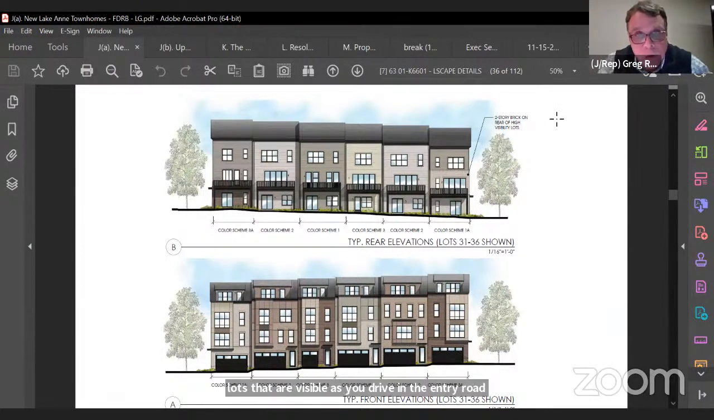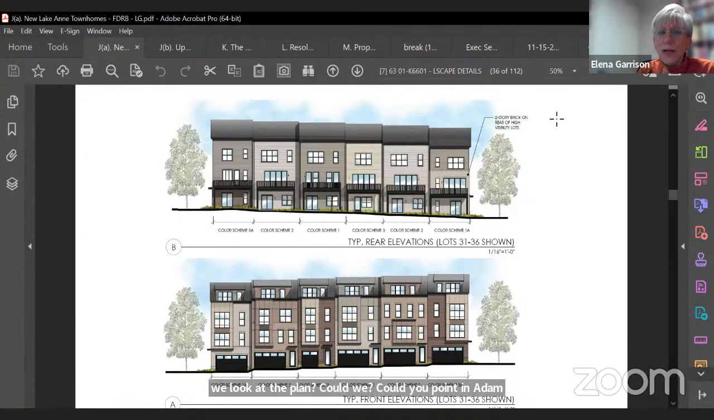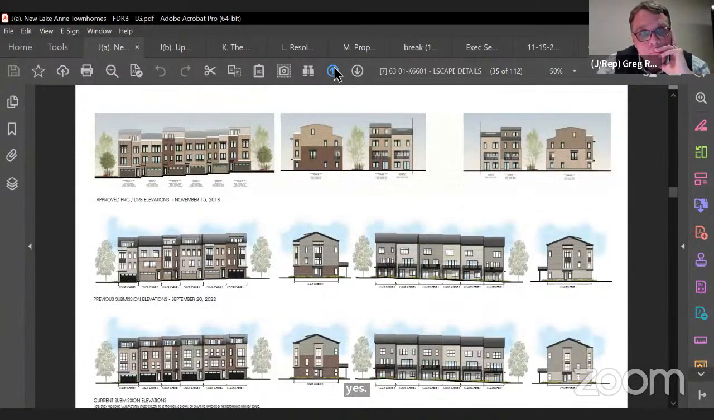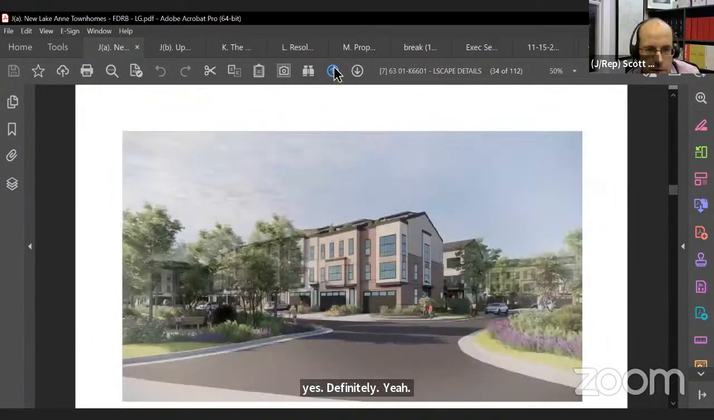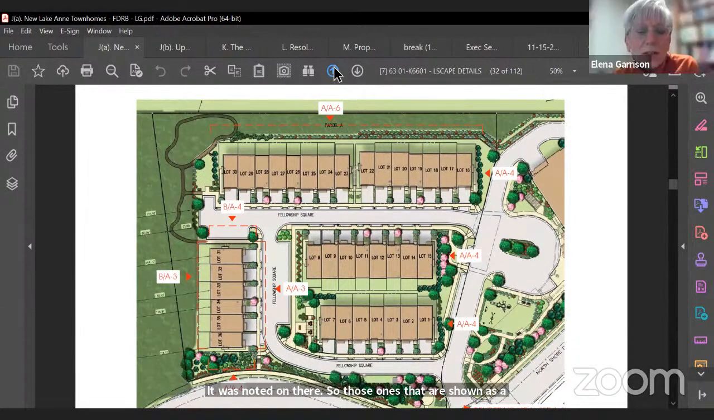Can we look at them on the plan? Could you point it out on the plan? Sorry to make you flip around. Definitely, yeah. Can you go back to that page that had the keys on it? Keep going back. It was noted on there. Those ones that are shown as A/A4, yeah, those are the ones. Those are all the high visibility units.